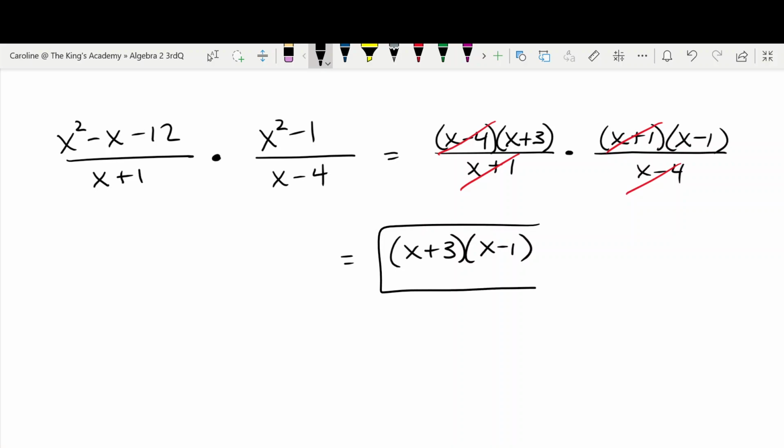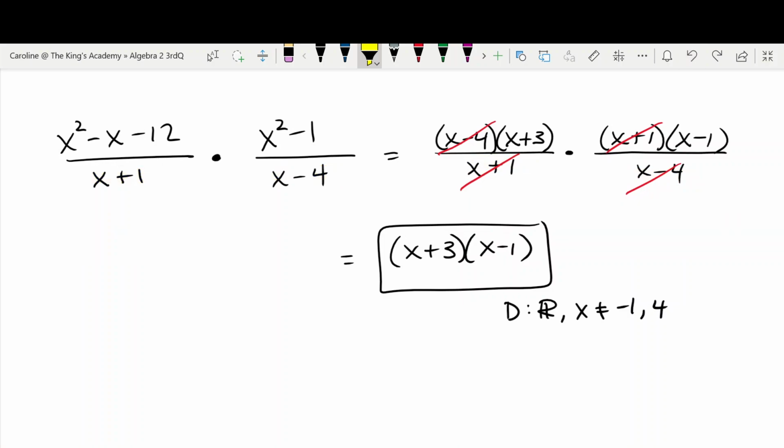I'm finished when I get to here, but I have to state what the domain is with restrictions, right? So I would say my domain is really everything except what bad values. Right. Now, where did you get those from? In the original problem. I could have looked at the factored version of my original too, but you have to find those bad values before you start canceling stuff and lose it, right? Don't lose something in the middle of your work.